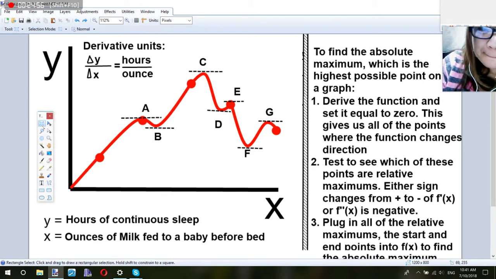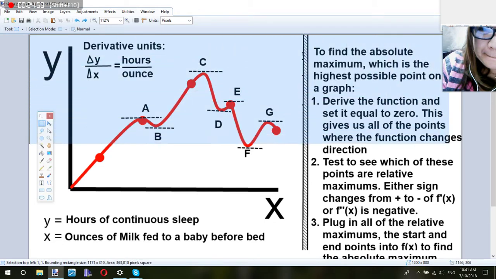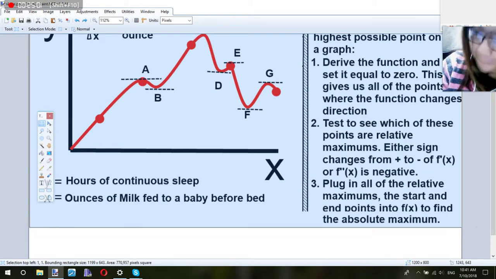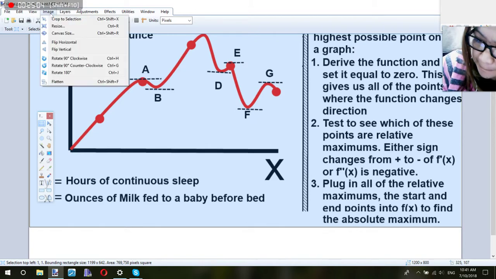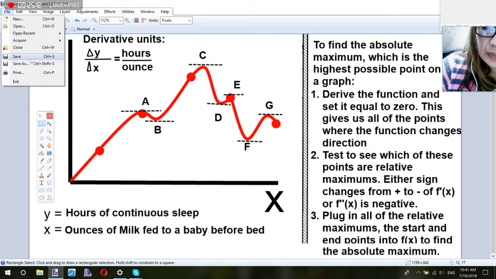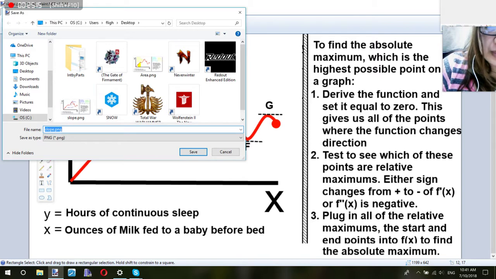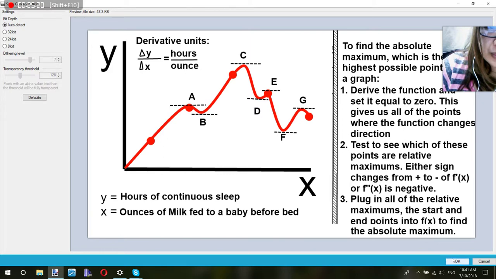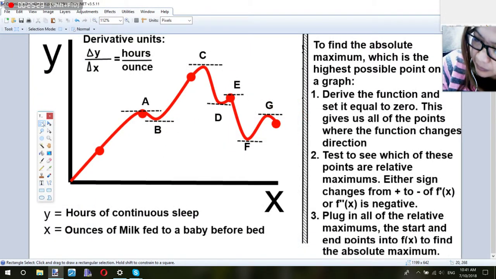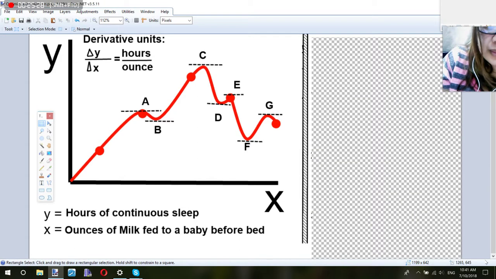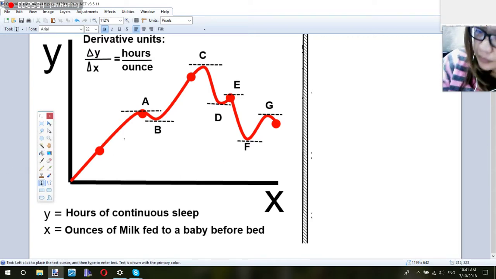Okay. That's called optimization. If I was going to find the absolute minimum, I would do almost the exact same thing. So let me flatten this, and then I'll turn this over to you, and you can tell me what we would do to find the absolute minimum. Save this one here. This is optimization maximum. Okay, so based on what we just did, if I wanted to find the absolute minimum, what do you think we would do?